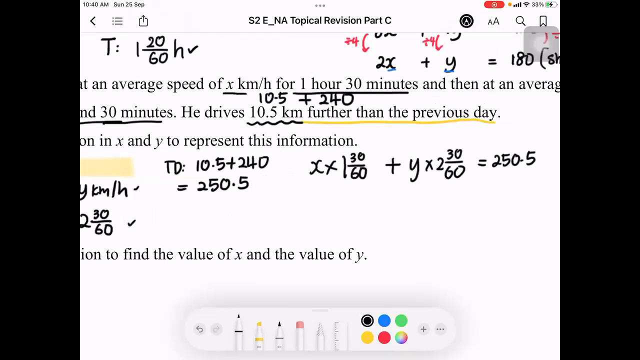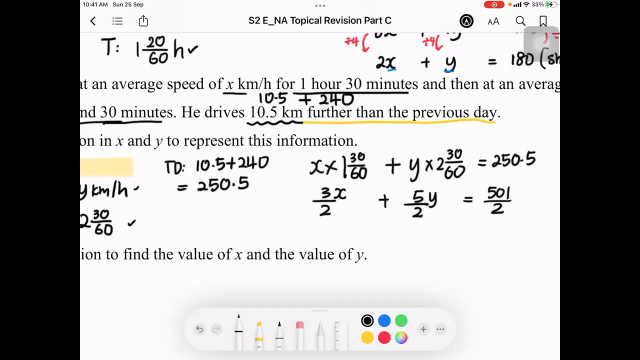Then the next thing we need to do, change this to improper fraction. Shift, make sure the 3 square boxes appear. 30 over 60, I get 3 over 2 x. X I should not put in the middle, I should put it at the top. Okay, plus next one, 2 hours 30 minutes times y. So this one gives me 5 over 2 y. This one got decimal place. Wait, what is 250.5 as a fraction? Oh, this one is 501 over 2.